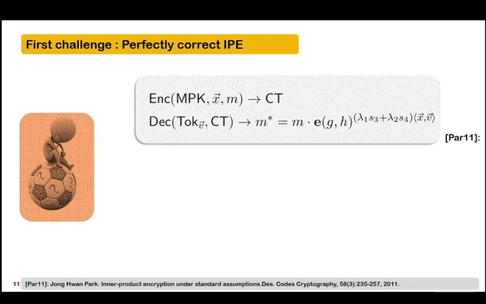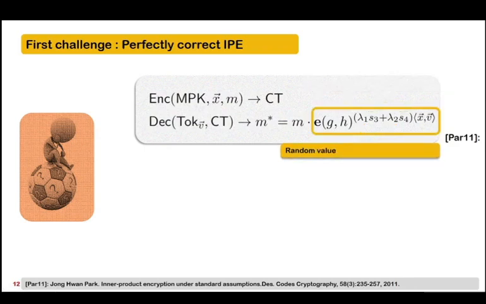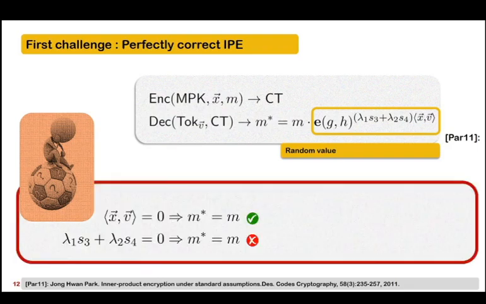In this scheme, the decryption algorithm outputs M star, which is equal to this formula. Here, lambda 1 and lambda 2 are randomness values used in the token generation algorithm, and S3 and S4 are randomness used in the encryption algorithm. And as we can see, this part is a random value. And M star would be equal to M if the inner product of X and V is equal to 0. But it also would be equal to M if lambda 1 S3 plus lambda 2 S4 is equal to 0.